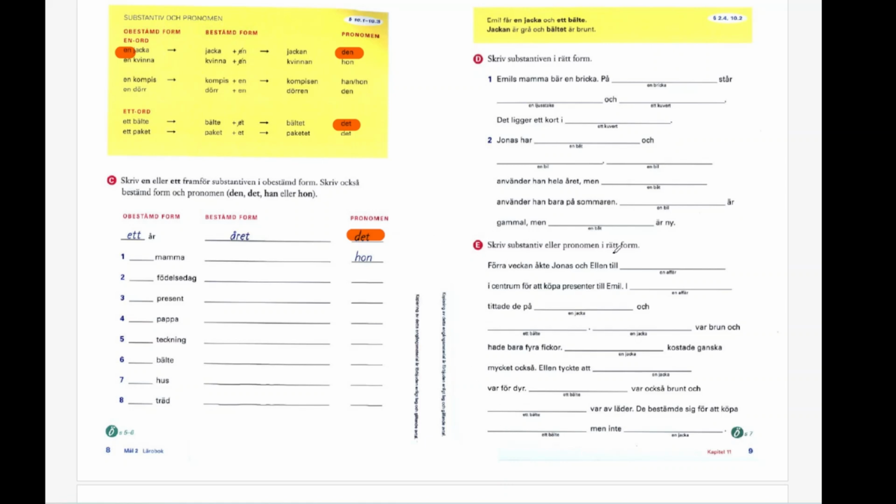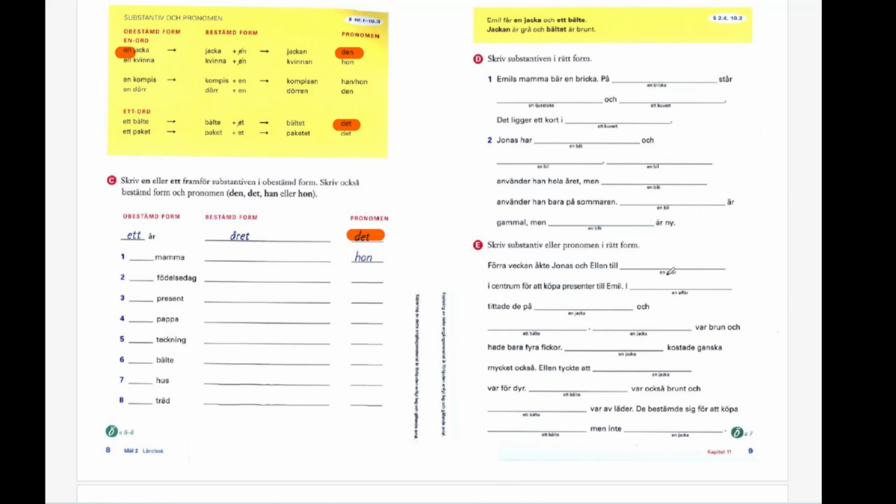In the next exercise, you are going to write the noun. So skriv noun, write noun or pronoun in the right form. For example, förra veckan åkte Jonas och Elin till en affär. Last week, Jonas and Elin went to the shop, an affair.